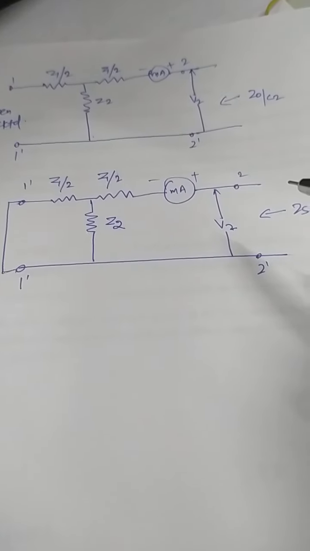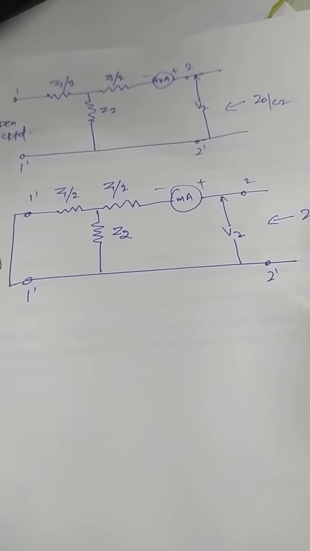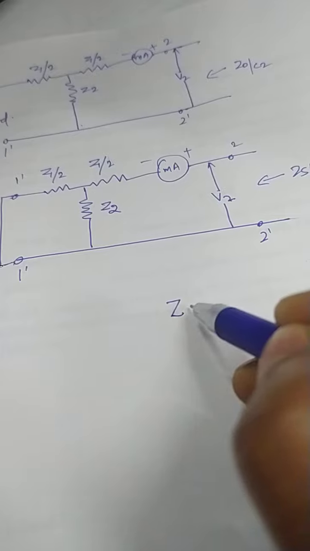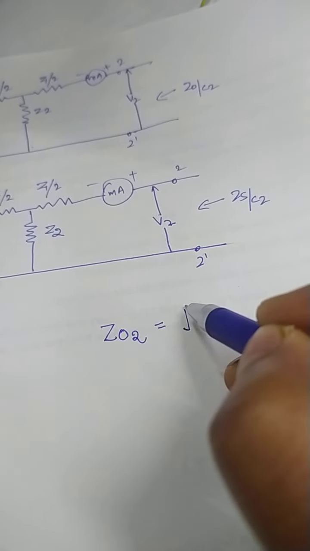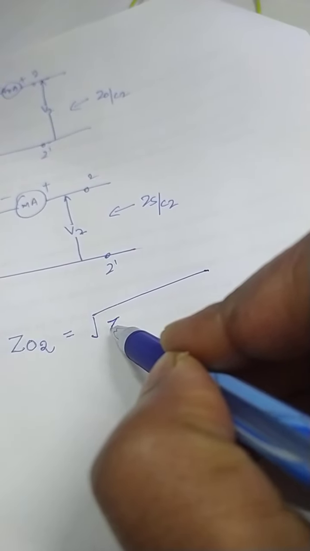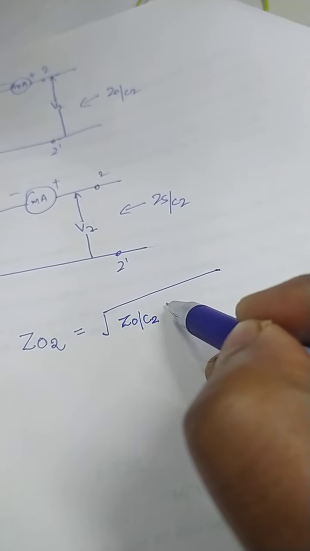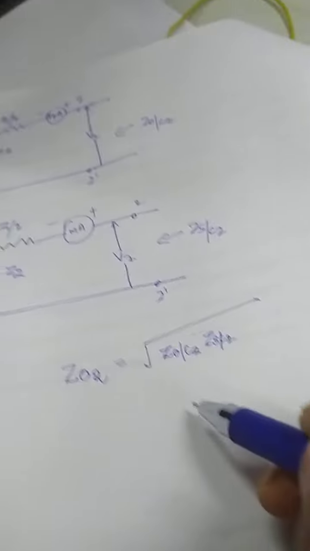These are the circuit diagrams corresponding to the calculation of characteristic impedance from port 2, and here we will be able to find the value of the characteristic impedance calculated at port 2. That will be calculated by multiplying and taking the square root of the open circuited impedance calculated at port 2 multiplied by the short circuited impedance calculated at port 2.